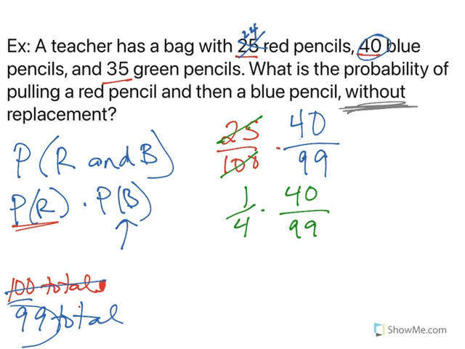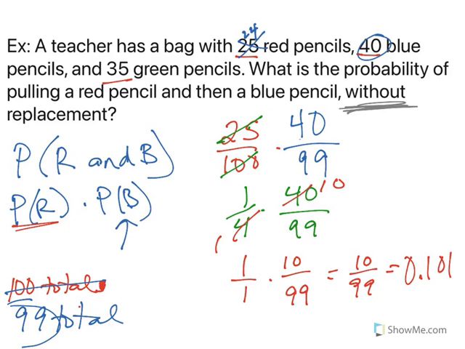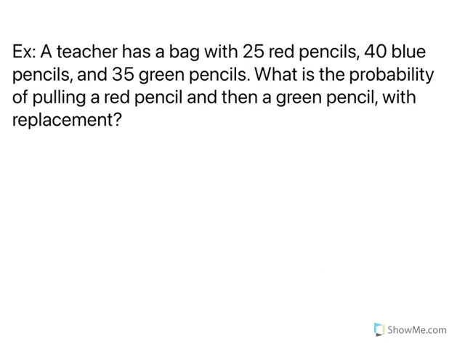And then 4 goes into 40 10 times. So I really have 1 over 1 times 10 over 99, which gives me just 10 over 99, which simplifies as a decimal to 0.101. But big difference there without replacement. Let's do one with replacement.